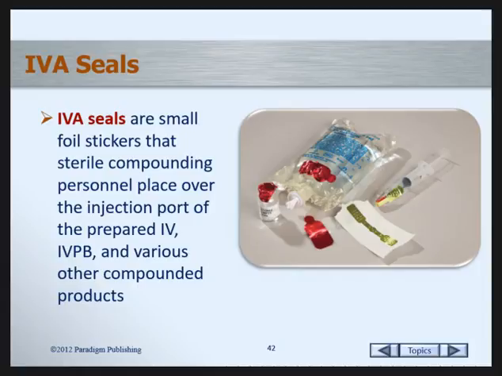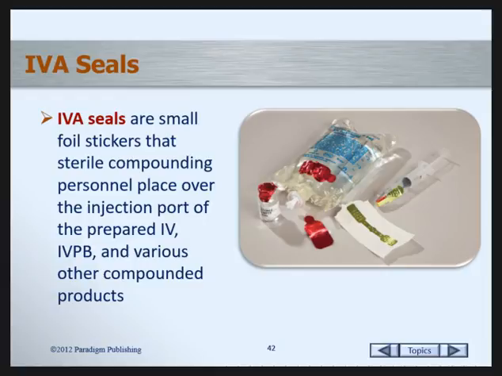An IVA seal is used after preparing your product. There are small foil stickers that compounded sterile personnel place over the injection port of the prepared IV piggybacks or other compounded products. This tells whoever's using the product that something has been added into this bag. They are also safety seals and can show tampering.